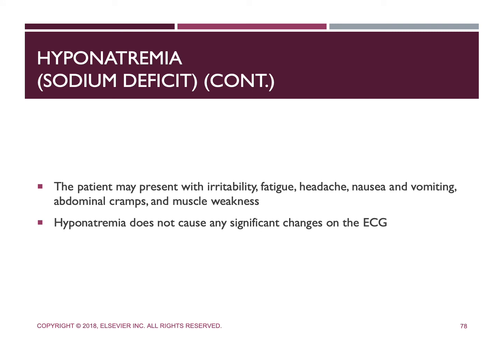As far as signs and symptoms, the patient may present with irritability, fatigue, headache, nausea, vomiting, abdominal cramps, and muscle weakness as well. Hyponatremia, just like hypernatremia, is not going to cause any significant changes on the ECG strip either.